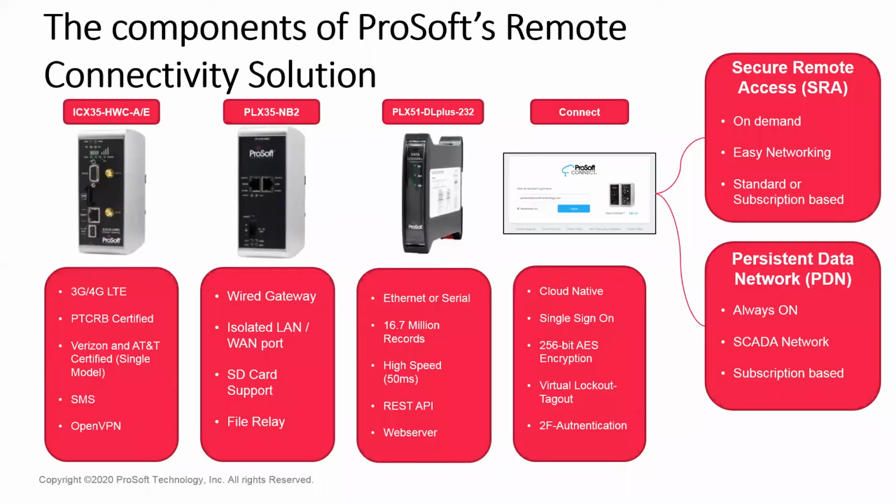Okay, so let's get stuck into the meat of things. The components of ProSoft's remote connectivity solution: there are two primary components. The first is the connectivity, and then it's the solution platform. Today for the connectivity, we've got cellular wireless, which can be a 3G, 4G gateway. Our gateways are Verizon and AT&T certified, which is important.